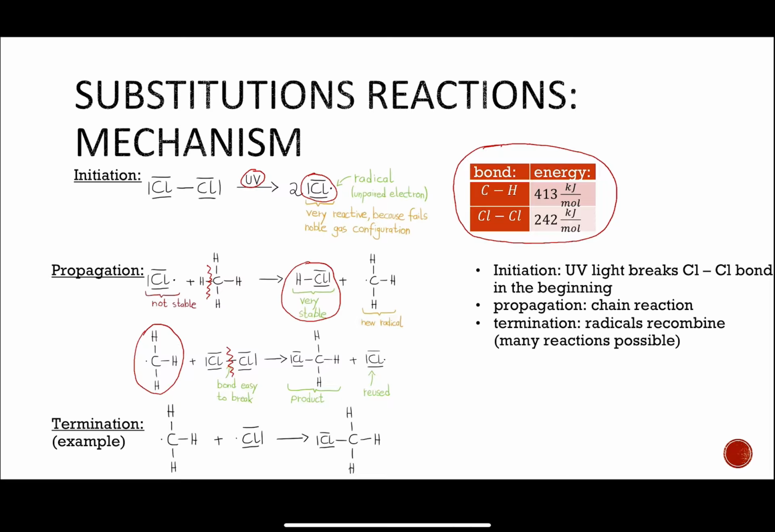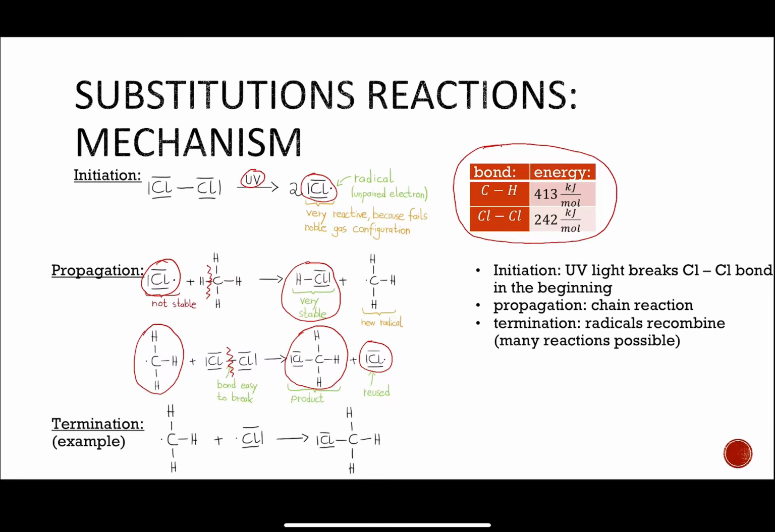And then we are left with a chlorine radical. Now this chlorine radical can be reused in the propagation step, look right here, to react with another methane molecule. So what we have over here is a chain reaction. These two reaction steps within the propagation happen multiple times. And so hydrogen chloride and chloromethane are being formed.